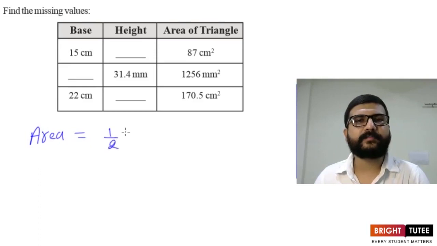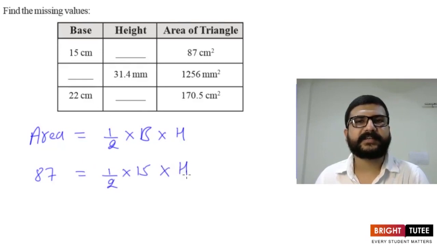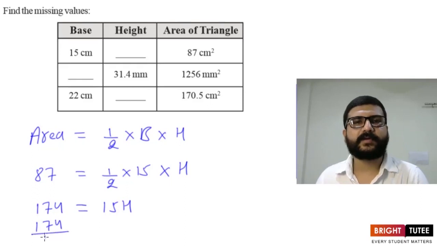Area is equal to half into base into height, that is half into b into h. Now here area is 87, this will be equal to half into 15 into h. Value of h we have to find from here. So now what we can do, we can transpose this 2 here. So this will be 87 into 2. Now what is 87 into 2? It will be 174. So 174 is equal to 15h. Now let's transpose this 15 also. So this will be 174 upon 15 is equal to h.